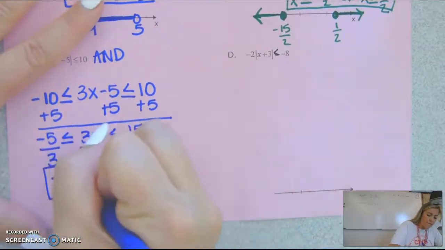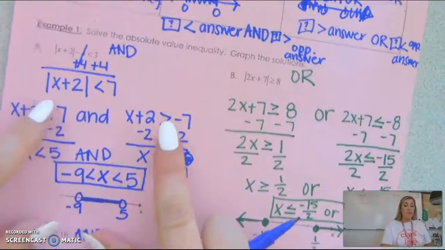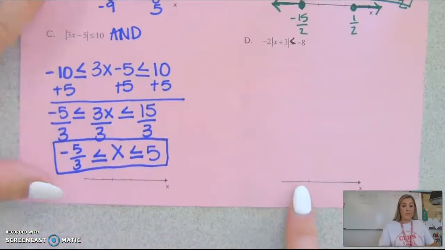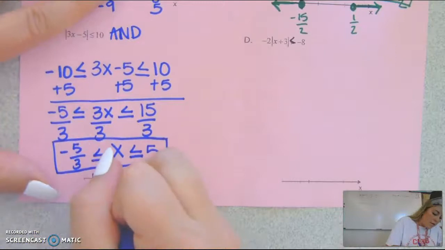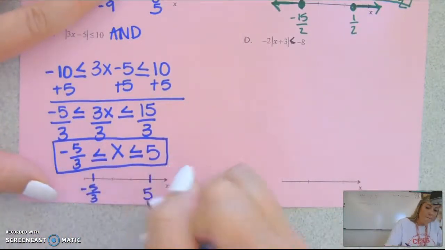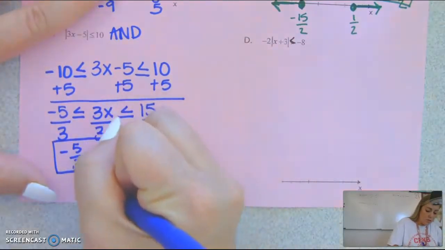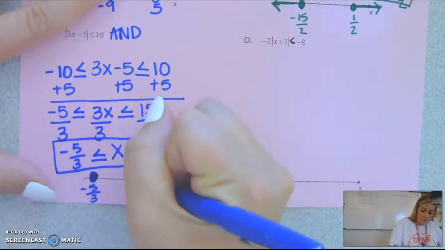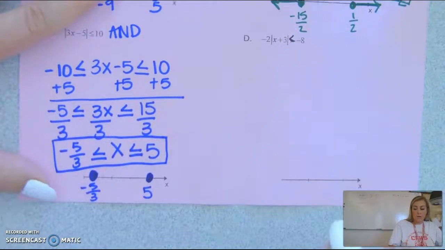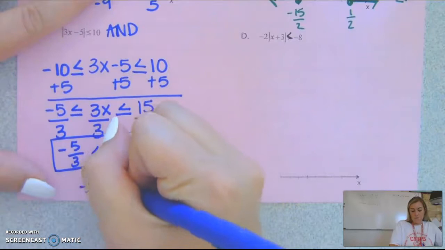So like I said, some of you may like setting it up like this right away better. Some of you may like to see it written out this way. It's totally up to you. Whatever you guys think is easier. Make your smaller number on the left, bigger number on the right. It's less than or equal to. So we have those closed circles. And it's and, so we always know shaded in the middle.